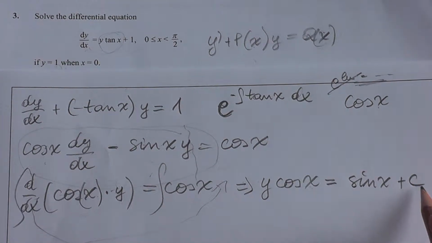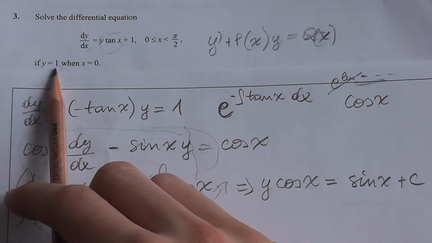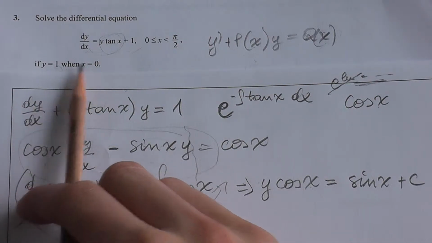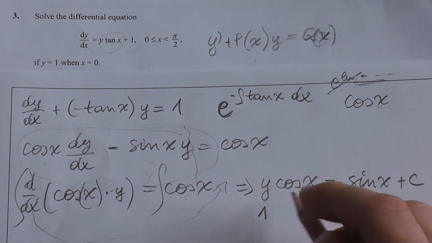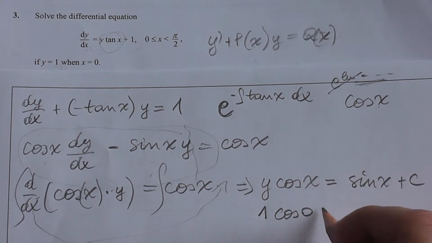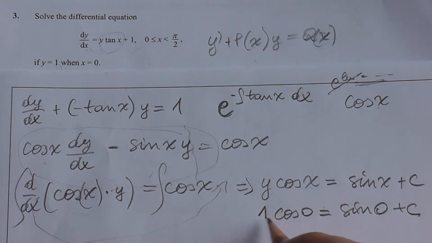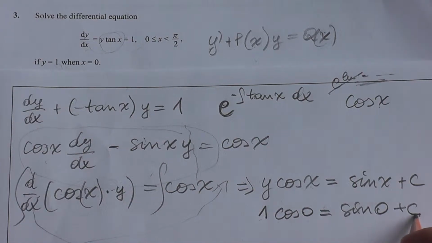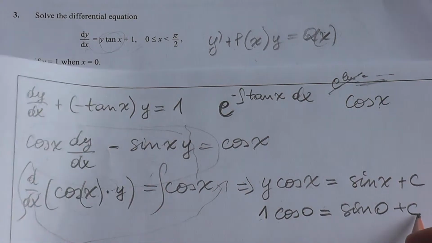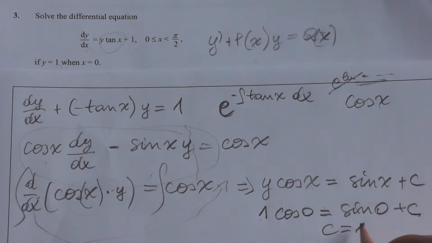Now we need to get rid of the c in order to solve the differential equation, and that we do by making use of the information. So y is equal to 1 when x is equal to 0. Cosine of 0 is of course 1, so we are basically left with c equaling 1. And so c is equal to 1.